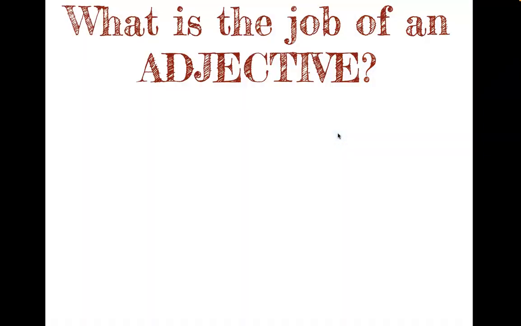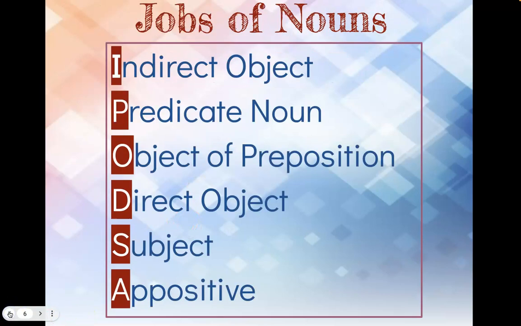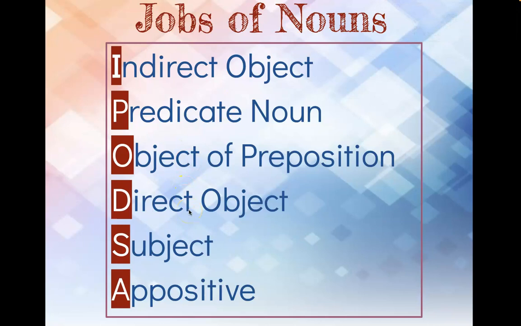All right, so we've talked about these jobs of nouns before, so go ahead and review them again because they're going to be very important as we talk about gerunds. And I have them in the order of iPods, but remember when we talked about them in analyzing a sentence, I don't actually look for them in this order, but I like to remember them in this order. So indirect object, predicate noun, object of a preposition, direct object, subject, and appositive.